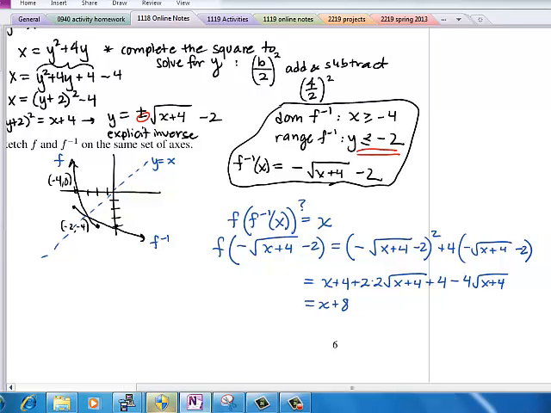And then that means I have negative 4 times the square root of x plus 4 minus 8. So we have x plus 8 minus 8, and then we get x the way we should. So it does work out. Our inverse was okay. It was just that I substituted the wrong input when I did the composition on that second term. Okay.